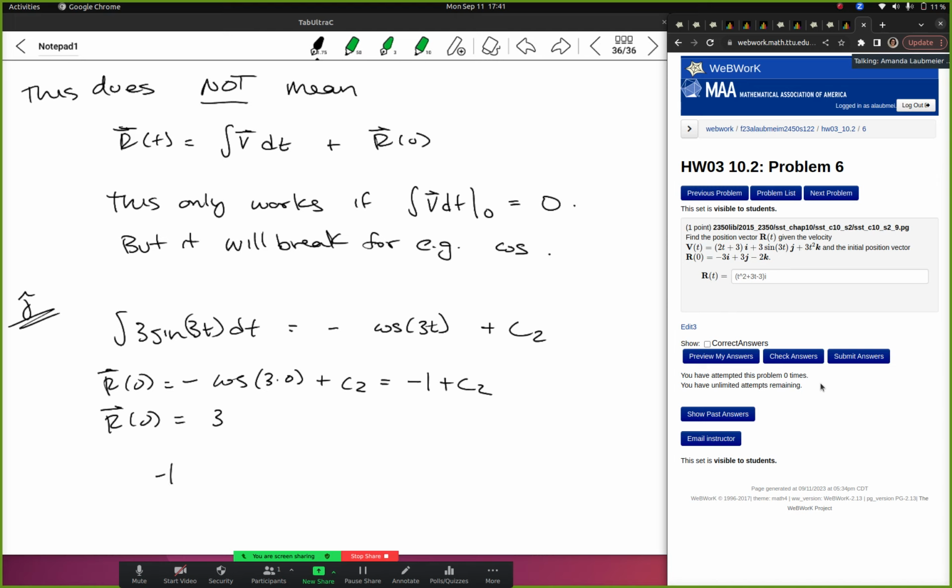So I need to have negative 1 plus C2 is equal to 3, or C2 is equal to 4. So then in my j hat component, I would have negative cosine 3t plus 4 j hat. And I would just add that on here. The way I'm working this out component by component, you can do. You can also do it kind of all in a line.